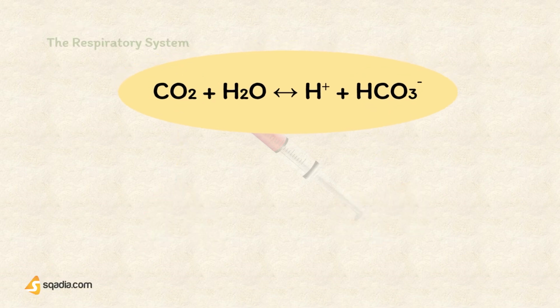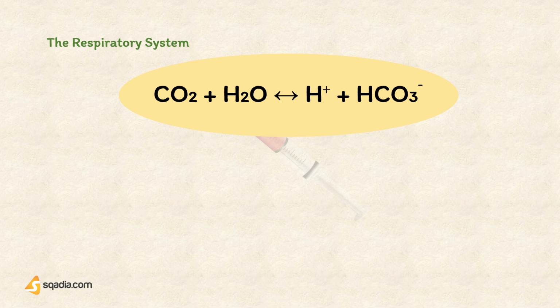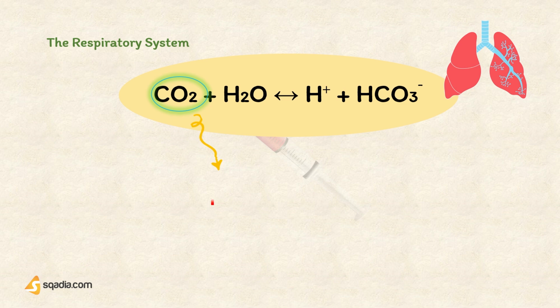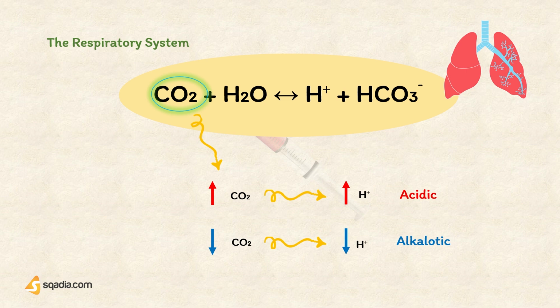So what are these roles? First, the respiratory system. Changes in the amount of dissolved carbon dioxide in the blood affects the amount of carbonic acid and therefore has an effect on the pH level. Increased carbon dioxide means increase in hydrogen ions, making the pH more acidic. And a decrease in carbon dioxide means there's a decrease in hydrogen ions, making the pH more alkalotic.